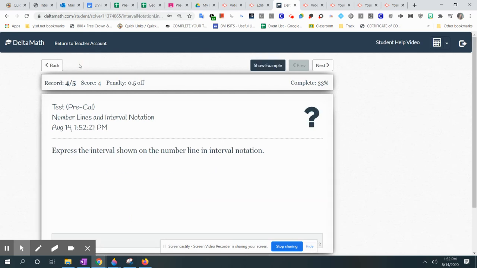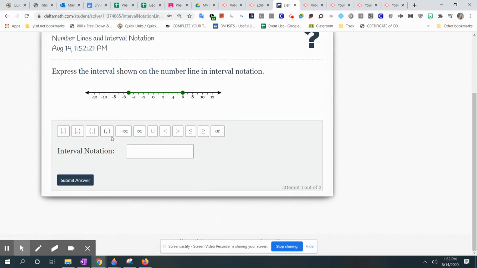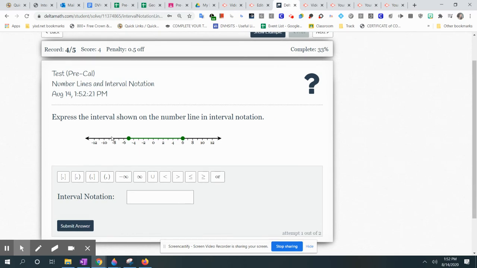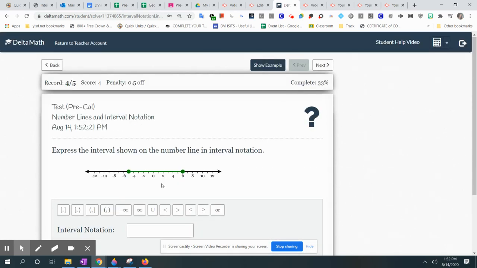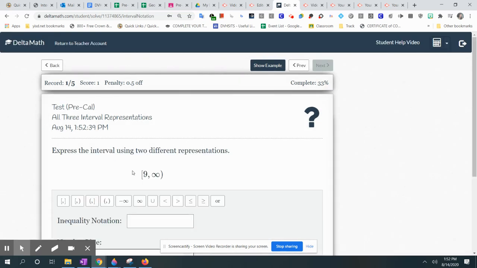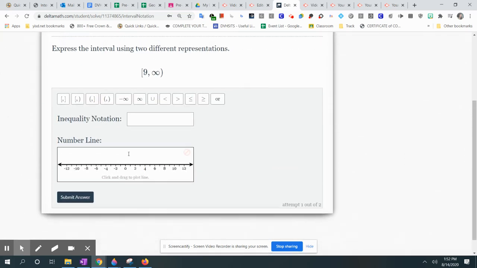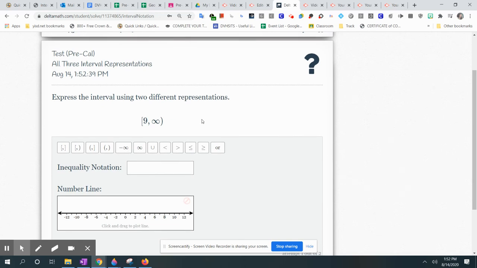So let me see if there's any other weird problems that might be. I think this one should be good. This one they wanted an interval notation. Let's go back. This one, all three interval representations. So this one tests all of them together. It says express the interval using two different representations. So first we're going to give it an inequality. So this is 9 to infinity.